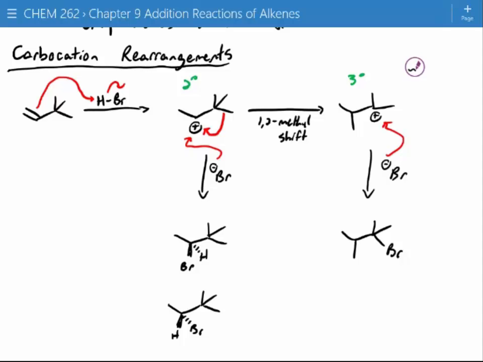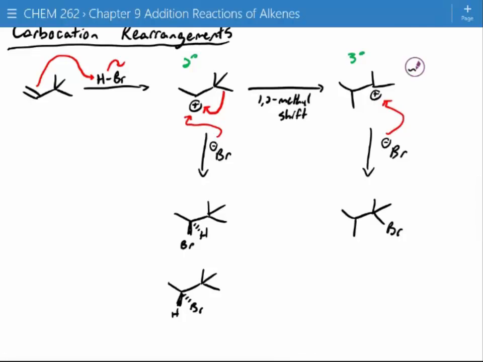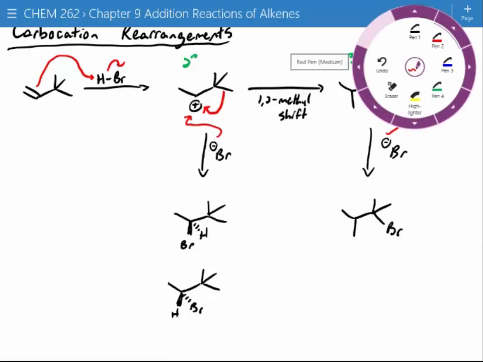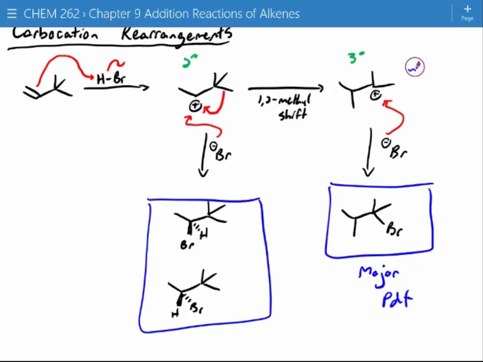The product on the right or the products on the left? Probably on the right, because we're going through a tertiary carbocation that's more stable. So in this case, we can box these off, and we can say this is going to be our major product. This will be our minor product.